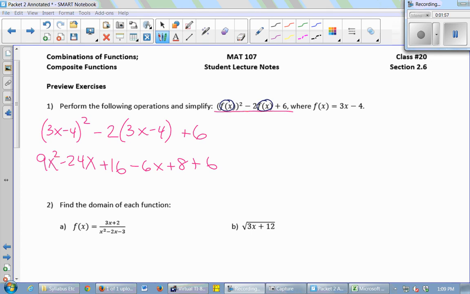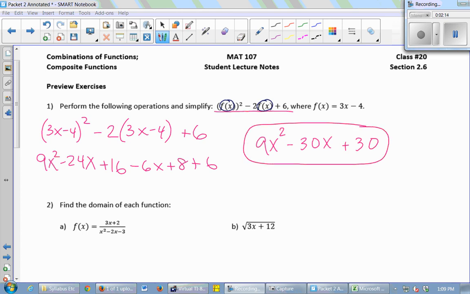And then combine your like terms. So we've got 9x squared minus 30x plus 22. Nope, sorry, I forgot the 8. 8 and 6 is 14 plus 30. You were right. All right, everybody okay with this?